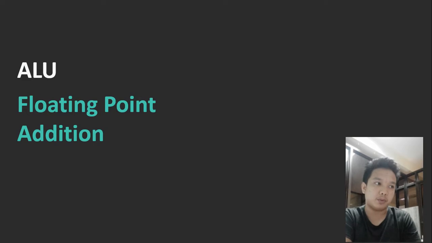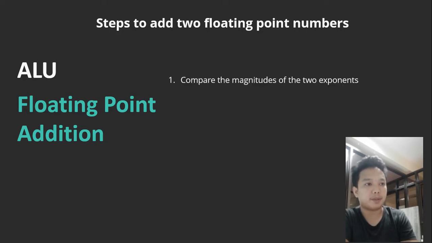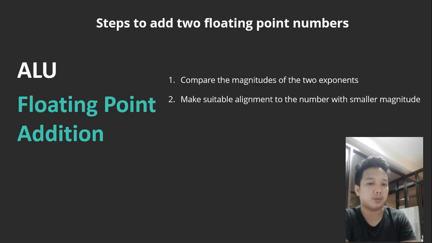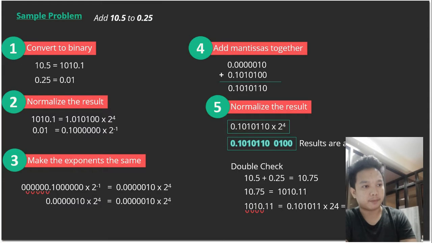Okay, let's now come to the ALU floating point addition. We have steps to add two floating point numbers. The first is to compare the magnitudes of the two exponents. Number 2 is to make a suitable alignment of the number with the smaller magnitude. Number 3, perform the actual addition. And number 4, perform normalization by shifting the resulting mantissa and adjusting the resulting exponent.